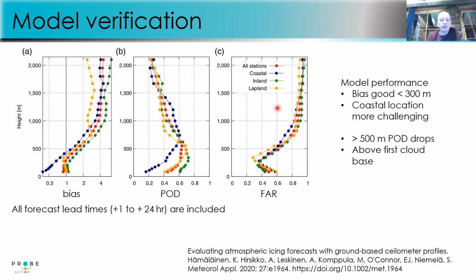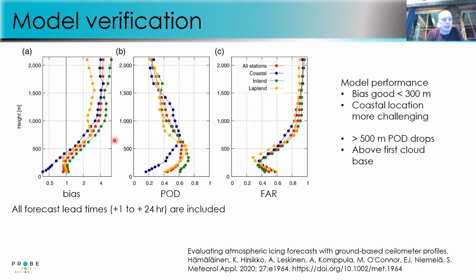What I should say is the different colors tell you whether it's a coastal station, inland station, or Lapland station. And that's important for us, obviously. And what you notice is the coastal locations are the ones that aren't as good. This is the blue one in many of these skill scores, whereas the inland stations and the other stations are quite good. So this is suggesting that the model doesn't do quite so well over the sea as it does over land for getting particularly low clouds.